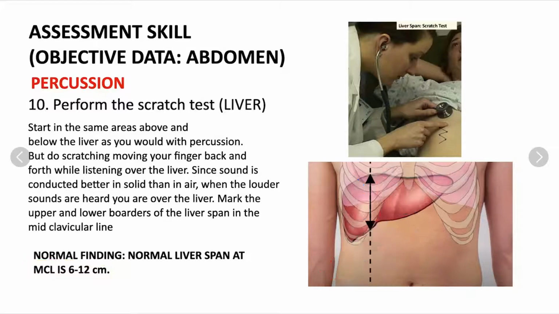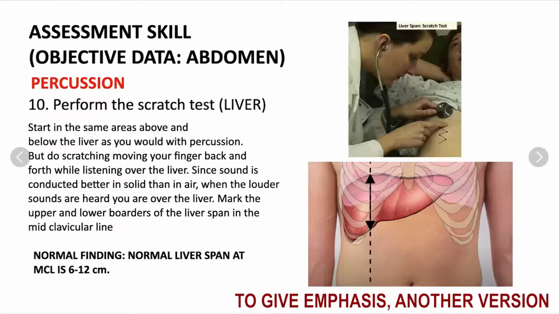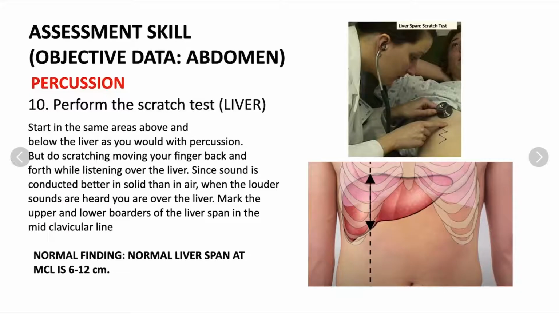Okay, so we're going to do our scratch test. So how are we going to do our scratch test? You're positioned at the right side of your patient like this nurse is doing. You put your stethoscope with the diaphragm pointed just at the base of the sternal area. So this is your sternum. Your stethoscope would be here, and with your finger you would be doing a scratch instead of a percussion.